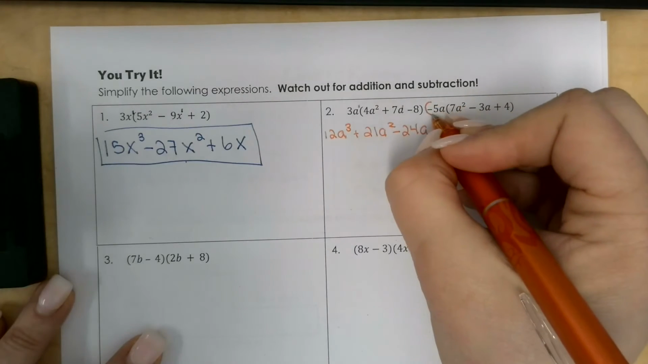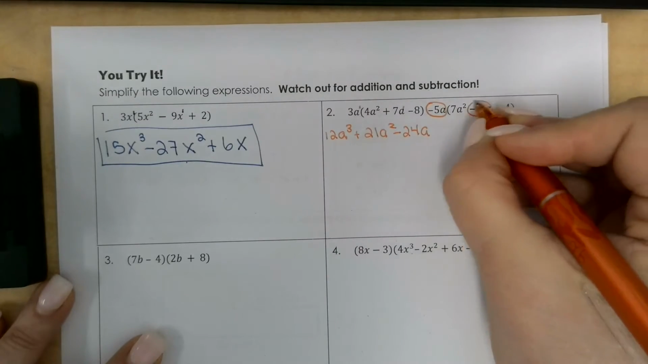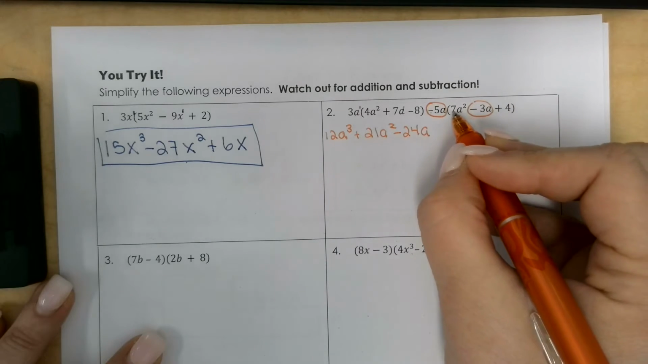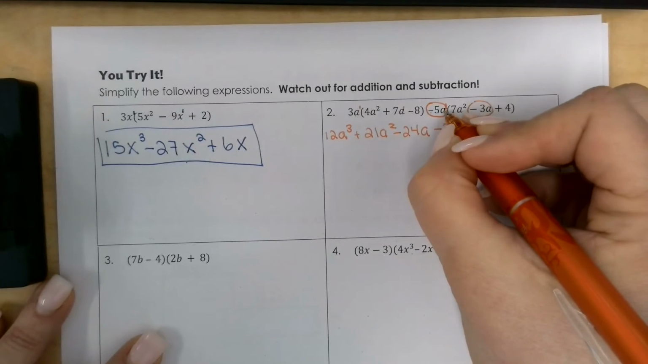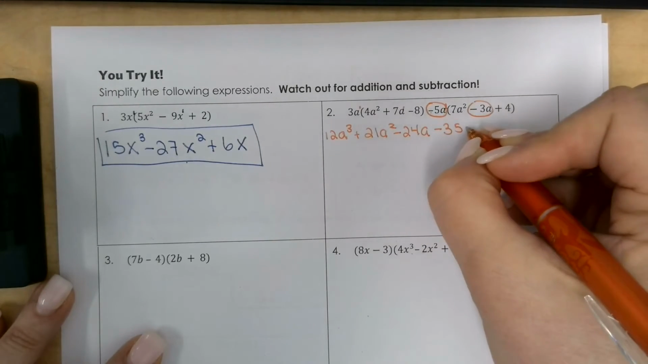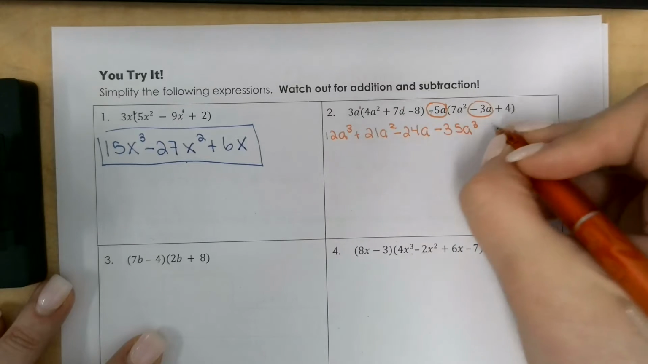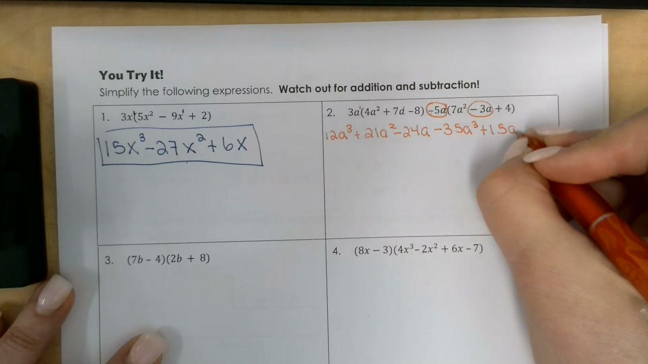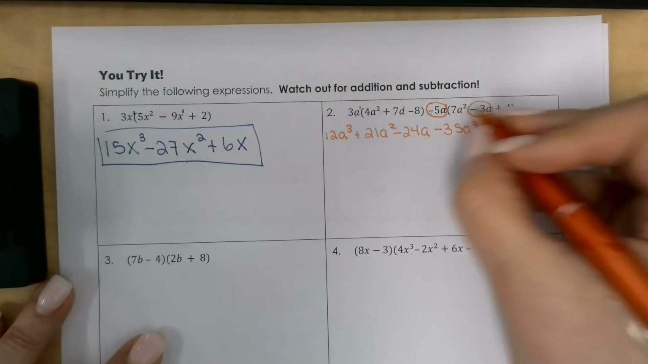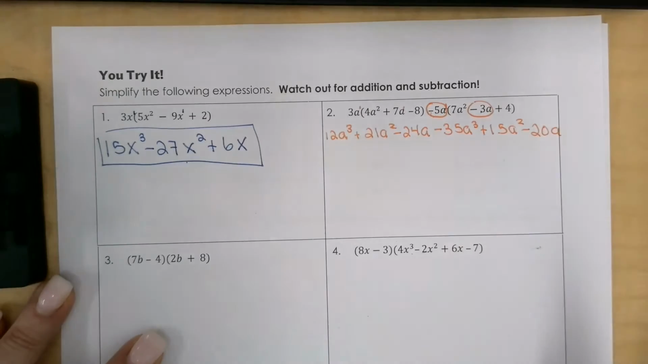Now I'm going to distribute negative 5a. Just make sure here I've got a negative. So I have negative 5 times 7. That's minus 35. A to the first, a squared. There's another a cubed. Negative 5 times negative 3 is a positive 15. A to the first, so 1 plus 1 is 2. And now I have negative 5 times a positive 4. That's negative 20a. And it does look like I have some like terms here.